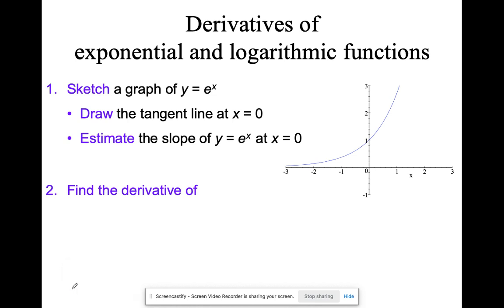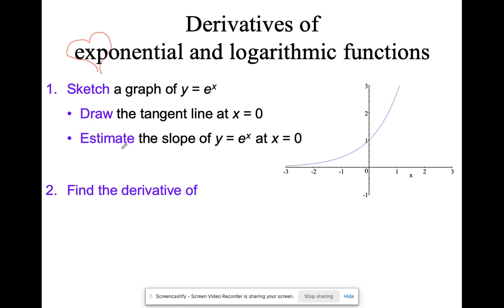Hey kids, time for derivatives of exponentials and logs. You know you love exponential and log functions. You know you do, right? Well, maybe you at least love exponents. I'm going to tell you, you're really going to love derivatives of exponents.